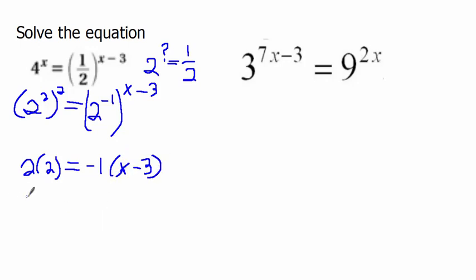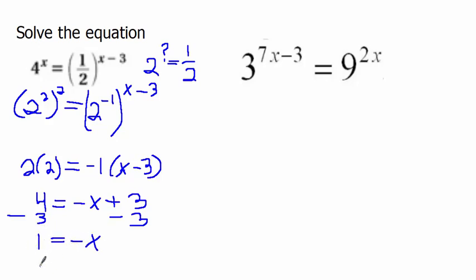Okay, so now we have 4 equals, distributing this, I'm going to get negative x plus 3. So I'm going to move the 3. That's going to give me 1 equals negative x, dividing by 1, negative 1 equals x.